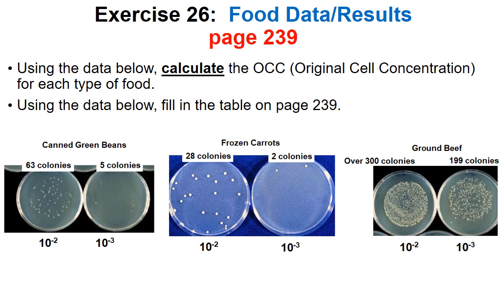Frozen carrots, we had 28 colonies on the 10 to the negative 2 plate, 2 colonies on our 10 to the negative 3 plate. Again, you're filling this data in your lab manual, and you will be submitting your answers to the analysis questions on Blackboard. The last set was for ground beef. The first plate, which was 10 to the negative 2, had over 300 colonies. And the 10 to the negative 3 plate had 199 colonies. At this point, you need to recall, what is our magic number for using the number of colonies? 30 to 300. So which of these plates contained too few to count, too numerous to count, or in that sweet spot of 30 to 300 colonies?